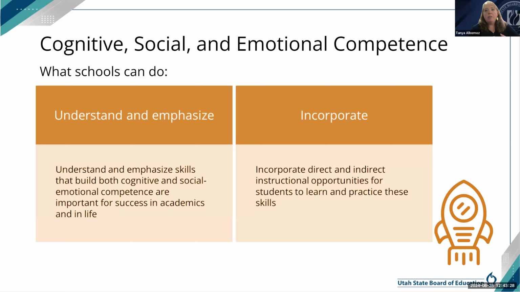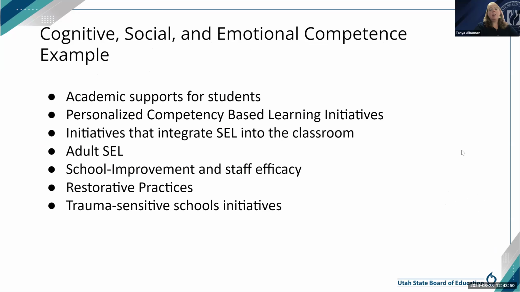We do have some trainings at USPE where we can provide some ideas for that. But if we're integrating that into the core curriculum, then that's been shown to be the most effective way. And then incorporate direct and indirect instructional opportunities for students to learn and practice those skills. And I think a lot of schools are already doing those initiatives. So examples, academic supports for students is an example of building cognitive competency. Personalized competency-based learning initiatives cover both cognitive competency and social emotional competency.